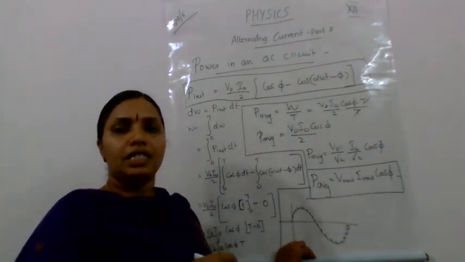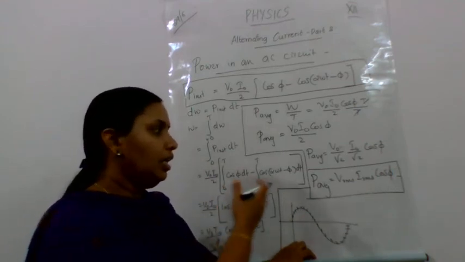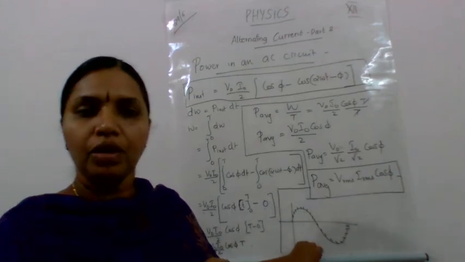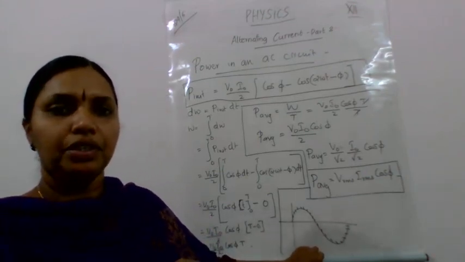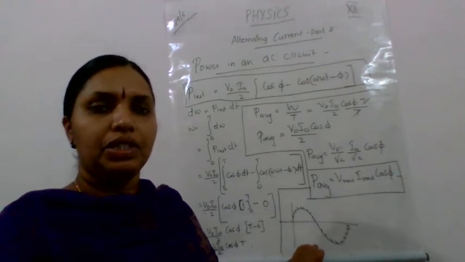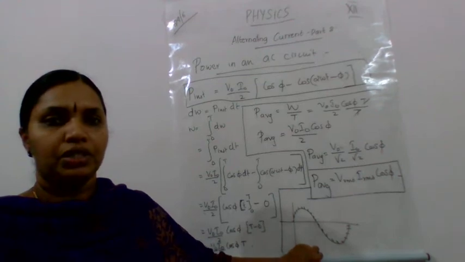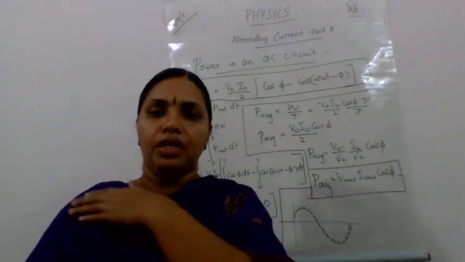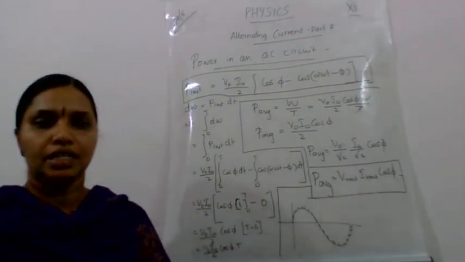So as the AC circuit changes, phi value also changes. Accordingly, the average power consumed also changes. Okay, so write down the next question. Derive an expression for average power in an AC circuit.